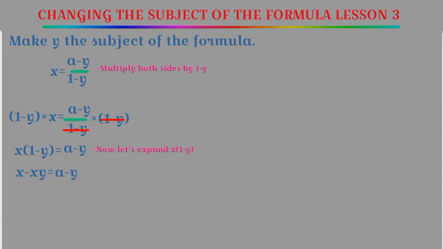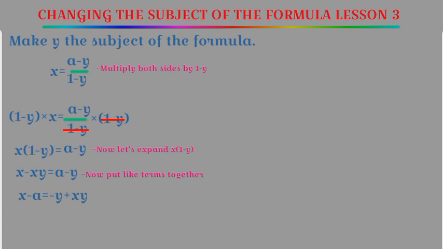So we are going to put the like terms together. Then x is equal to, so this a is positive, so it will be minus a, which is equal to then negative y. Then this negative xy is crossing the equal sign, so it will become plus xy.